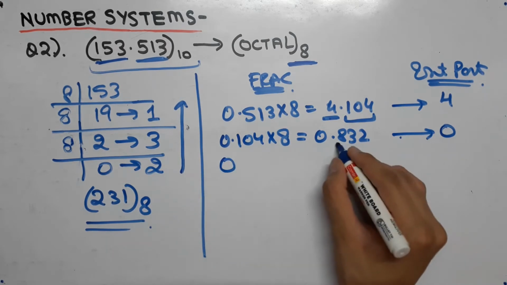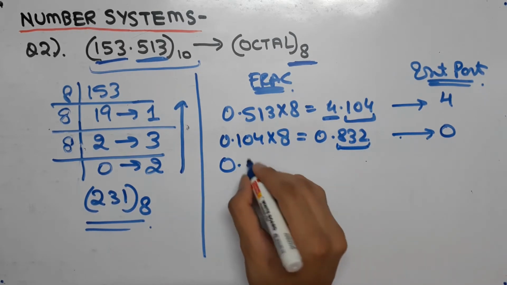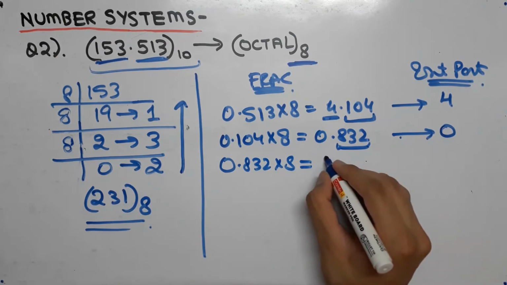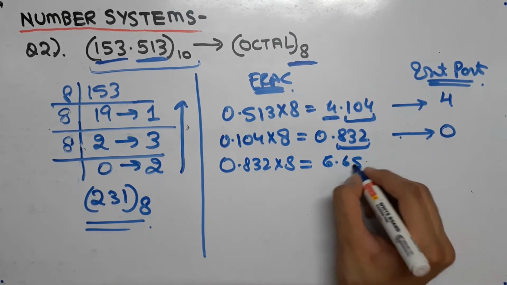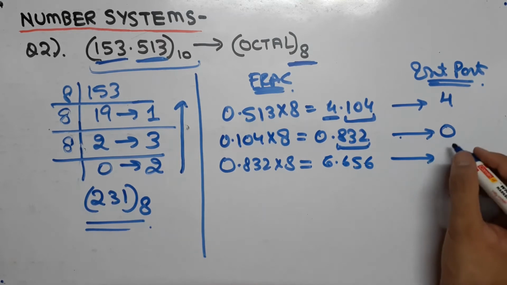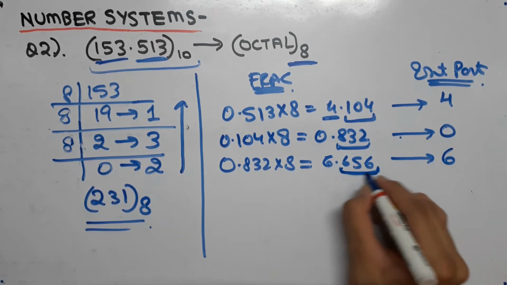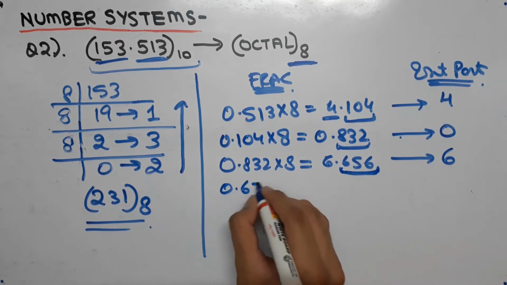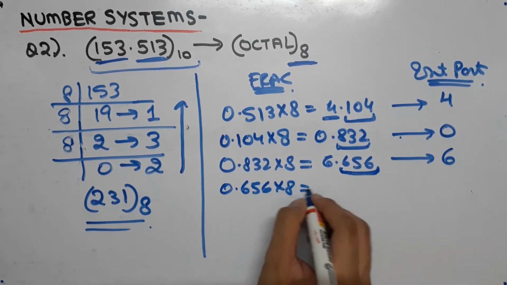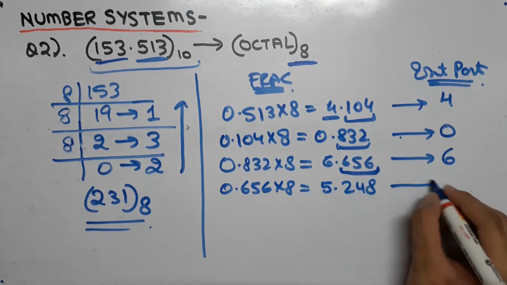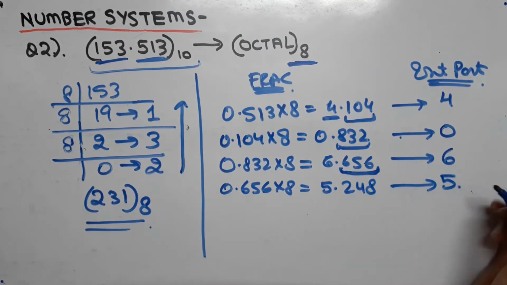Now guys, similarly we are only going to consider 0.832 and multiply it by 8, and on doing that you will get 6.656. And now we are going to write its integral part over here, that is 6. And now similarly, only considering this part and multiplying it by 8, you will get the answer as 5.248 and writing the integral part over here.